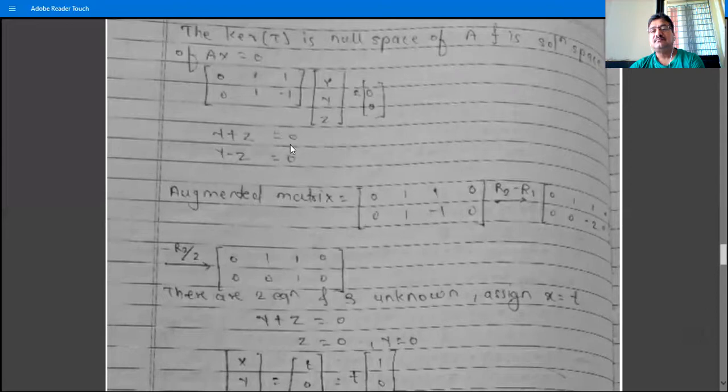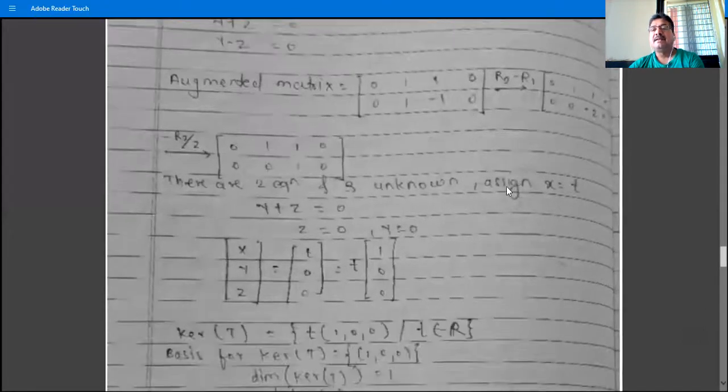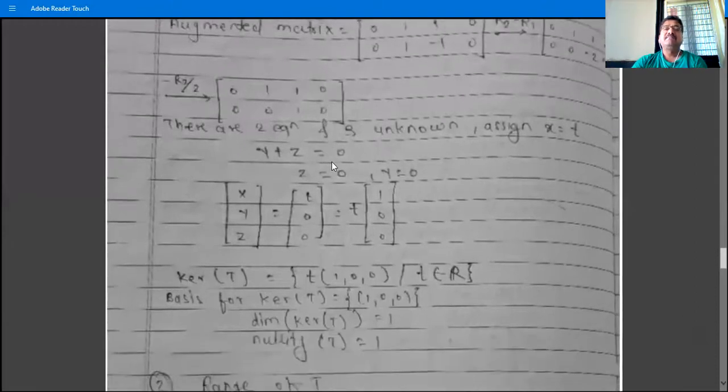And then we have to reduce this. The first element in the second row is 1, so we have to reduce this element to 0. So R2 minus R1 is the operation. So we have this, and then we have to reduce this minus 2 to 1. So minus 1 by 2 R2 is the operation. We have this as an echelon form.